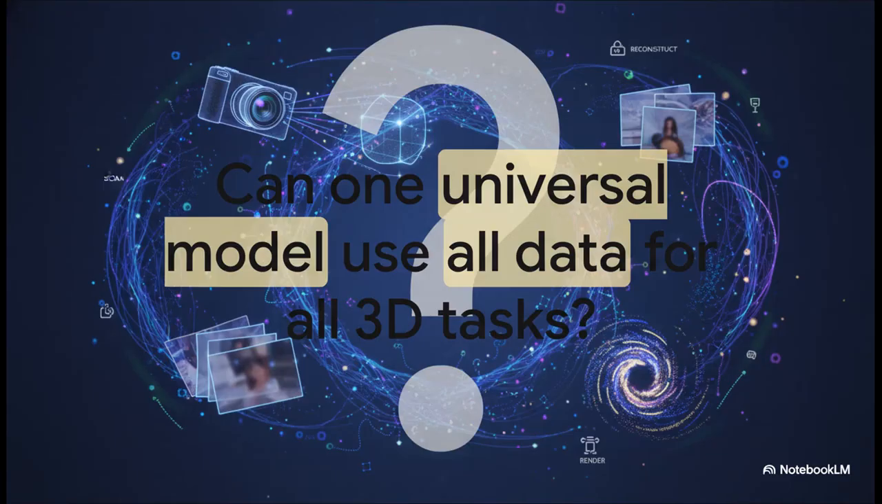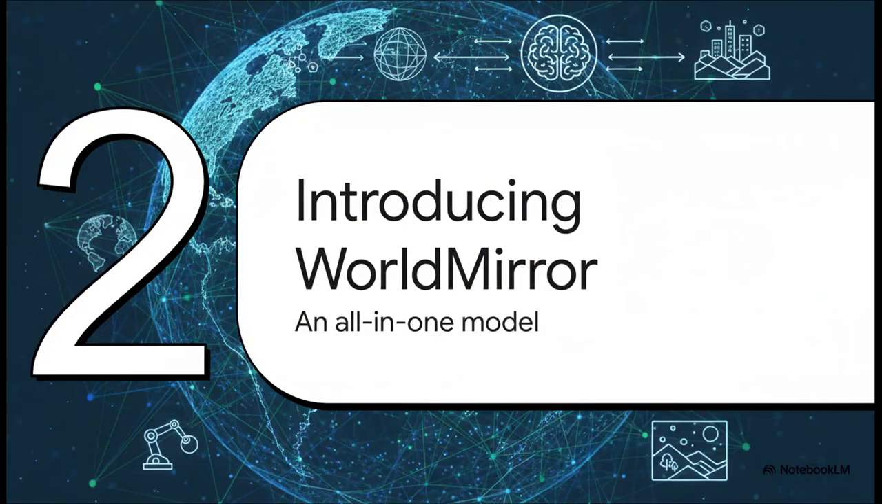So, this all leads to the big million-dollar question that this paper asks. Is it even possible to build a single, universal model like a Swiss Army knife for 3D reconstruction that can gobble up all the available data you throw at it and, in one single shot, perform all the key 3D tasks at once? And you probably guessed it. The answer is a big yes.